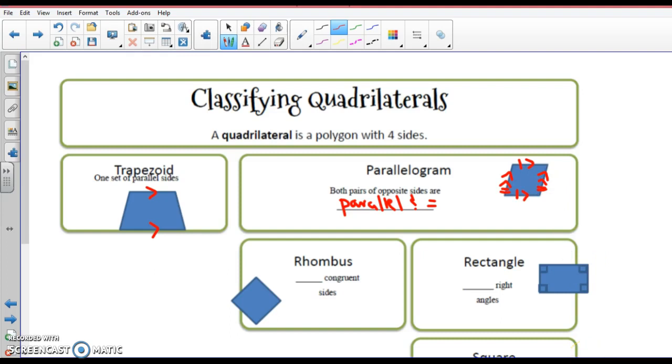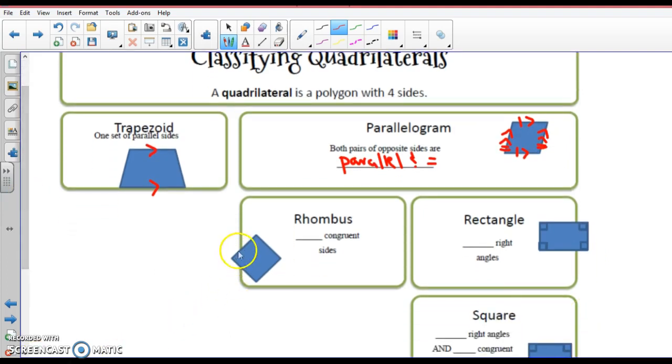A rhombus. All 4 sides are congruent. A rhombus really looks better like this. It's like a tilted square. 6 inches, 6 inches, 6 inches, 6 inches. That is a rhombus. It's got 4 congruent sides. By the way, a rhombus is a parallelogram. Top and bottom are equal and parallel, left and right, parallel and equal.